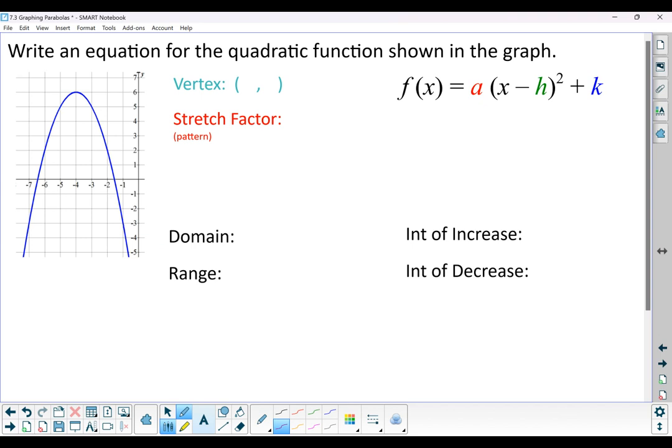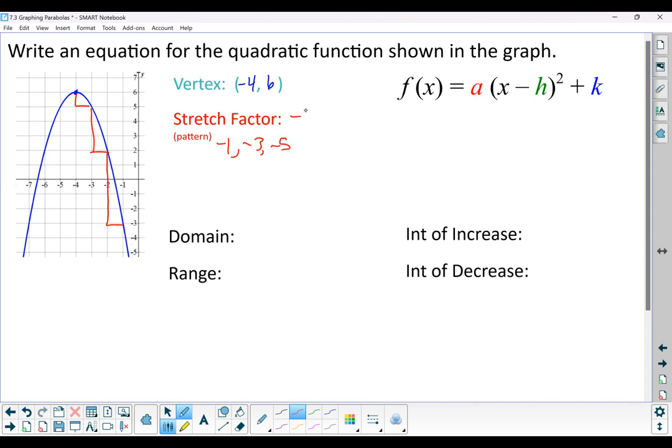Okay, let's write the equation for this parabola. So identify your vertex. This one is at (-4, 6). And our stretch factor, our pattern, looks like it's going down 1, down 3, down 5.